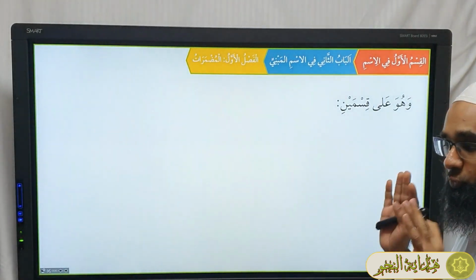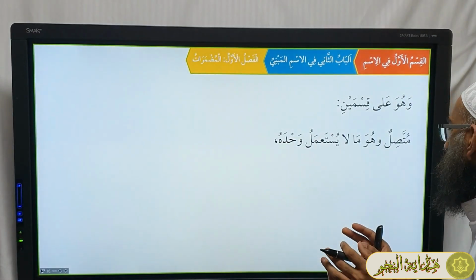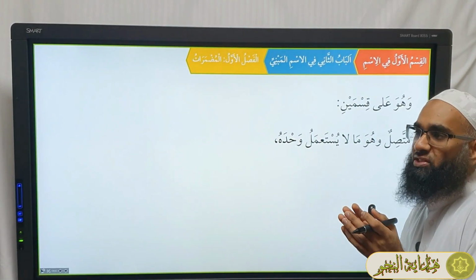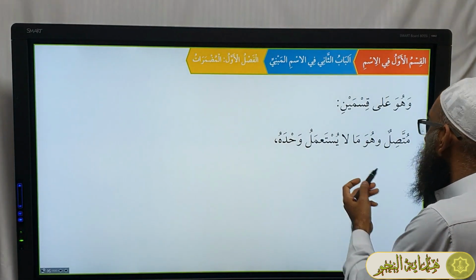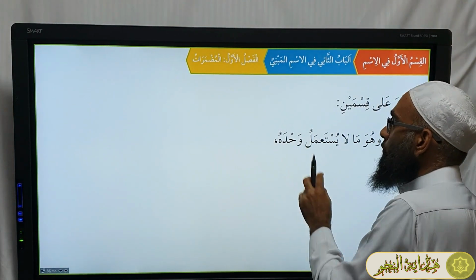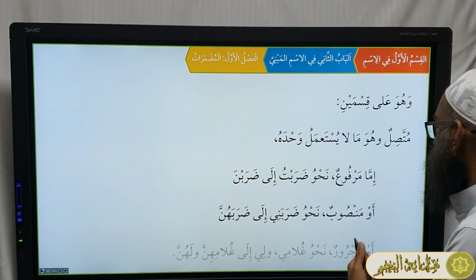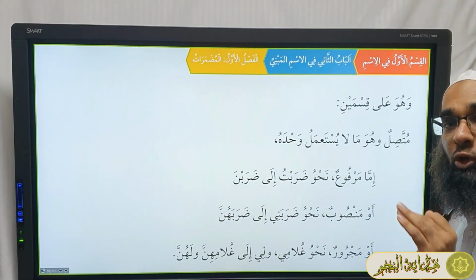Now, dhamair are of two types. He's saying here, muttasil, from ittasala yattasilu, to join. And ittisalat nowadays is called what? Communication, because they join people together. Wa huwa, the zamir muttasil, is that which cannot be used on its own. And this can either be marfu, mansub, or majrur.